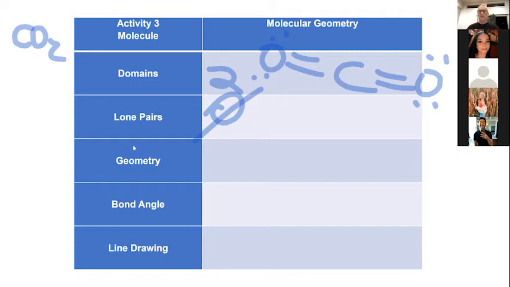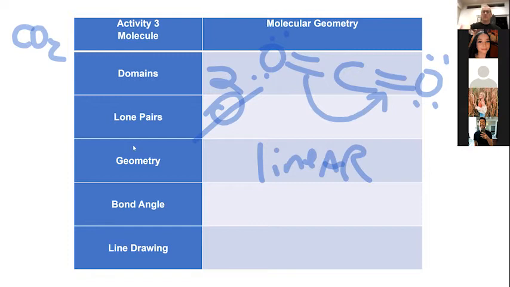Remember, it's got 2 electron domains. What shape is it? Linear. It's going to be linear, exactly. And because it's linear, what is this bond angle going to be? This oxygen, carbon, oxygen bond angle. What angle is that when you have a straight line? 180. Yep, 180 degrees.